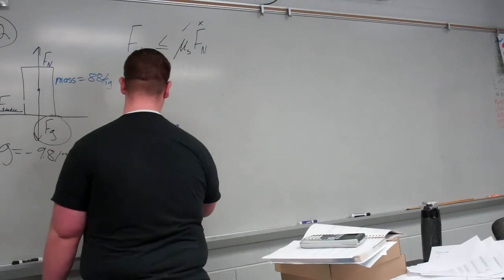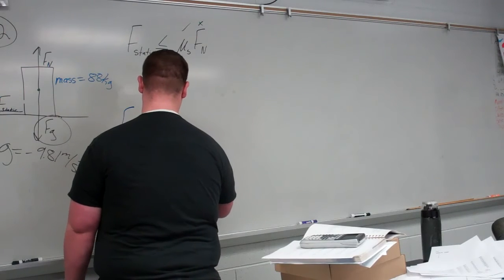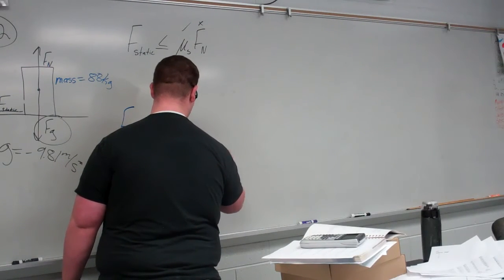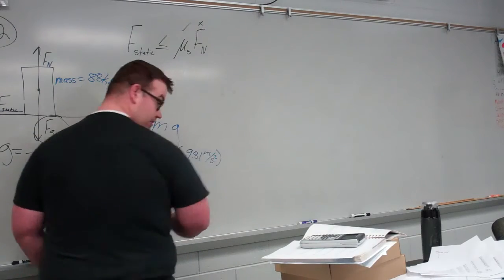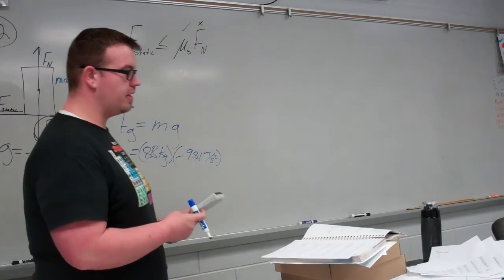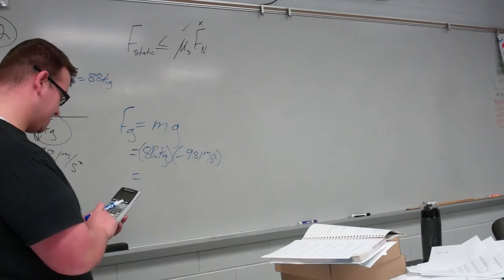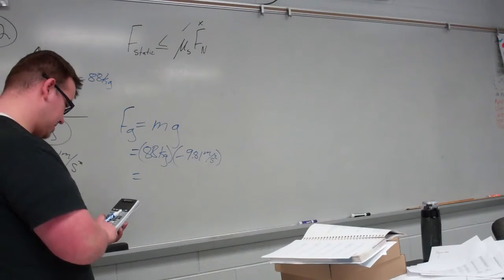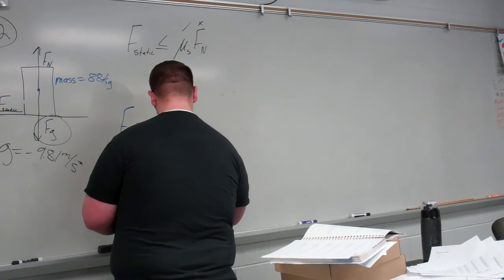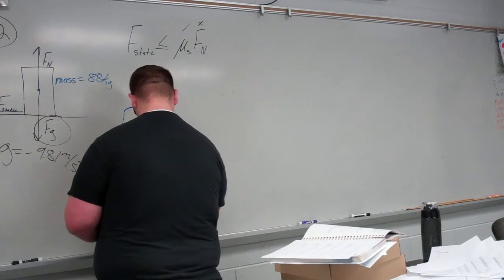Mass is 88 kilograms times negative 9.81 meters per second squared. You're going to punch that in your calculator. We get negative 863.28. Negative 863.28 what? Newtons.